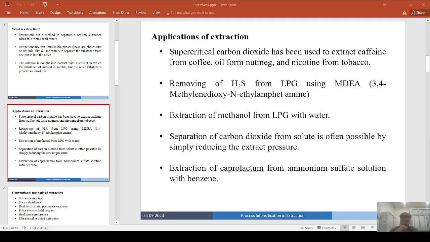Another example of the application includes the extraction of caprolactam from ammonium sulfate solution with benzene. Another example includes the extraction of acrylic acid from wastewater with butanol.